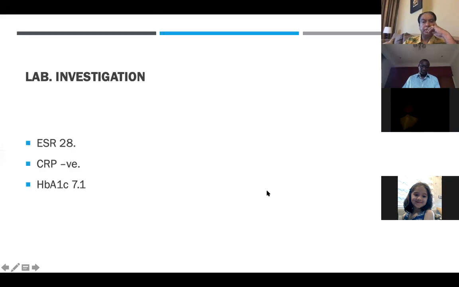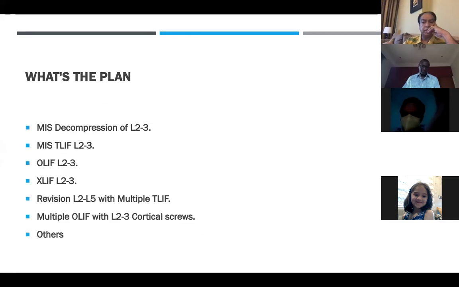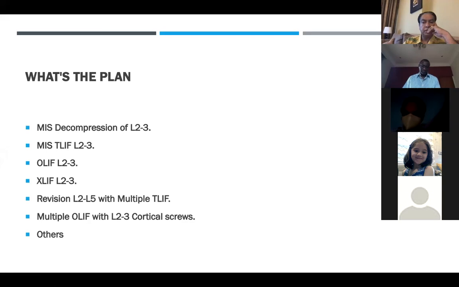So the investigation shows CRP is almost negative, ESR is almost negative, and the rest everything looks normal. So his question is whether you will prefer an OLIF, XLIF, or MIS TLIF. That was the question: what the patient will choose. He gave us different options, but let us concentrate on the MIS TLIF and OLIF, and then we can go back to his solution.